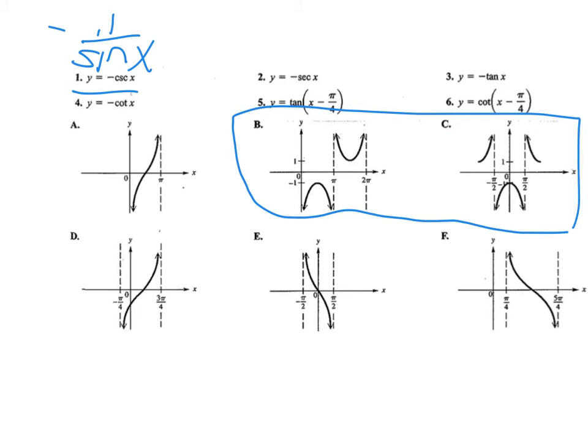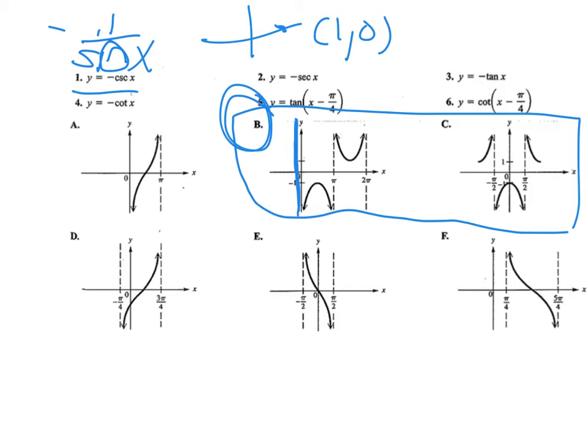And so when I'm at 0 on the unit circle, that's the coordinate 1, 0, and the sine there is 0. So when I'm at 0 for x, cosecant should be undefined. So I'm liking graph B because there is nothing on the y-axis, so that would allow a vertical asymptote to occur there. And then it's negative cosecant, so it's been flipped, and so we are choosing B for number 1.